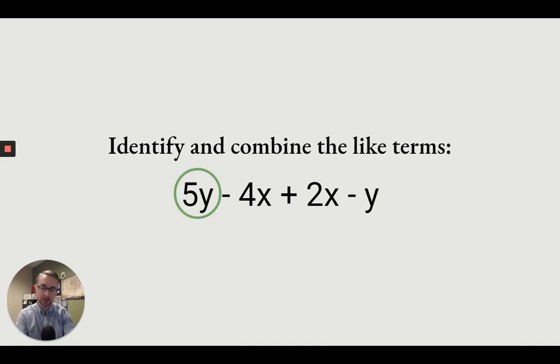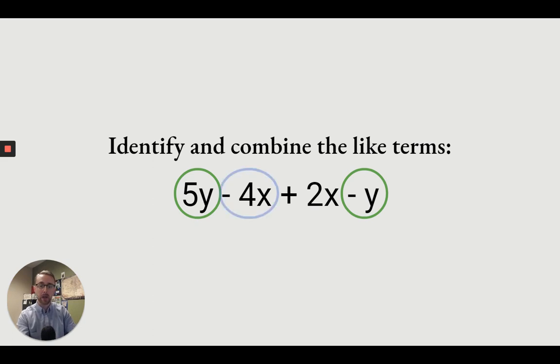So reading this expression, 5y minus 4x plus 2x minus y, what other terms do you see that are like y, that have the same variable and same exponent? And there's one other term, which is at the very end, negative y. So when I'm combining these two terms, I'm going to be keeping the variable and the exponent the same, and I'm just going to be adding and subtracting the coefficient. So 5y minus y is going to end up being 4y.